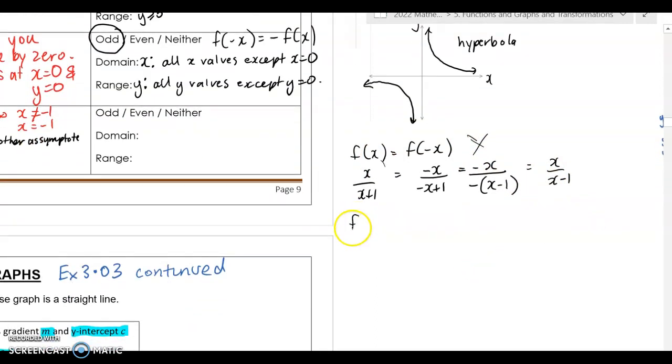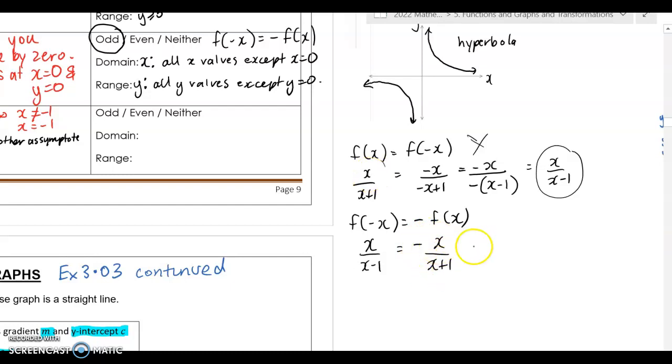Let's test for odd. f of minus x equals minus f of x. I'm assuming it's not going to be odd just based on what it looks like, but we'll see anyway. So f of minus x, we worked out to be this one here. That was x over x minus 1. Does that equal minus f of x? Well, let's see. That would be minus x over x plus 1. They're not the same. So it's not odd and it's not even.